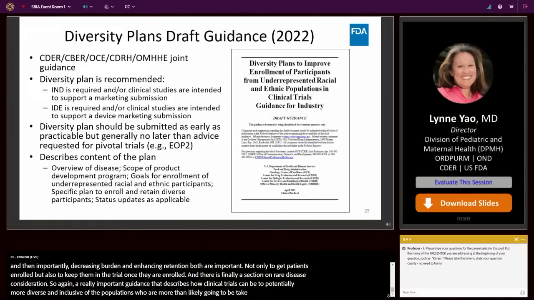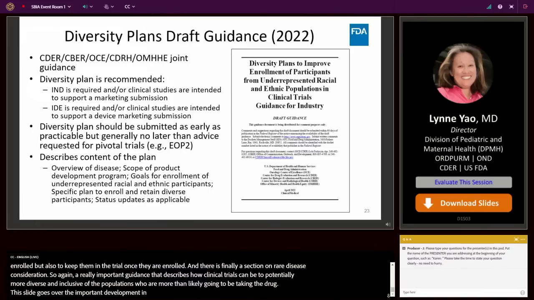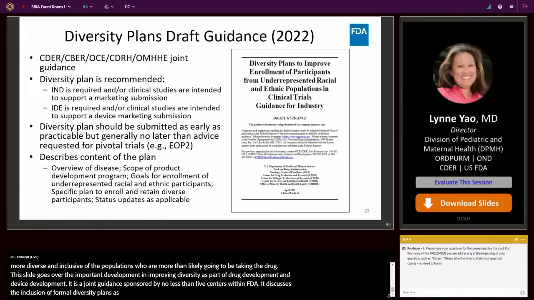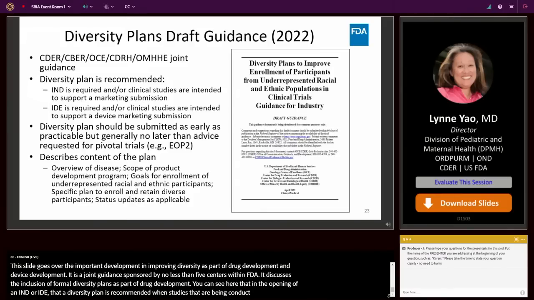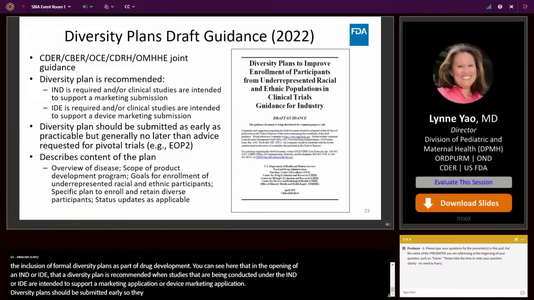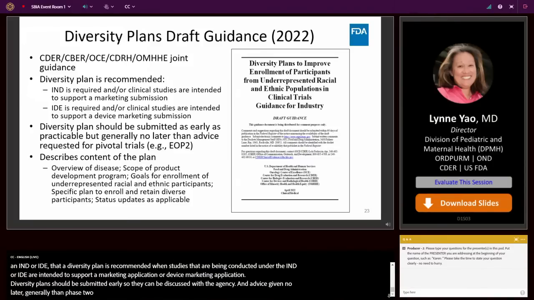This slide goes over, I think, an important development in improving diversity as part of drug and device development, and it is a joint guidance sponsored by no less than 5 centers within FDA, and it discusses the inclusion of formal diversity plans as part of drug development. And you can see here that in the opening of an IND or IDE, a diversity plan is recommended when studies being conducted under the IND or IDE are intended to support a marketing application or device marketing application. Diversity plans should be submitted early so that they can be discussed with the agency and advice given, generally no later than end of phase 2. It also provides a detailed description of what should be included in the diversity plan.